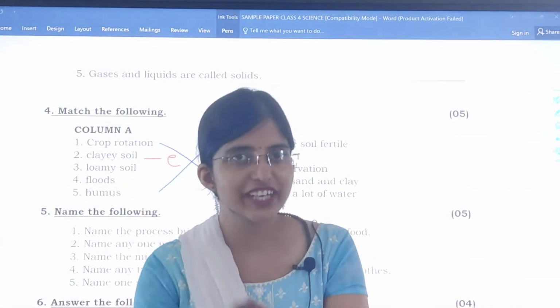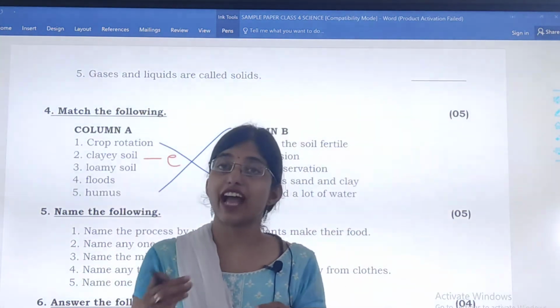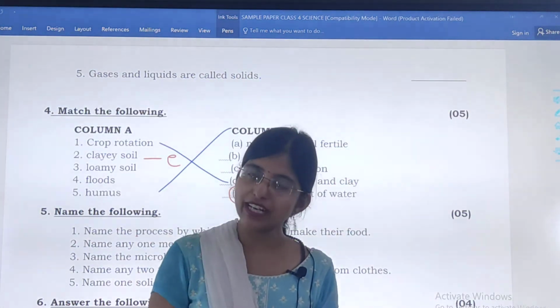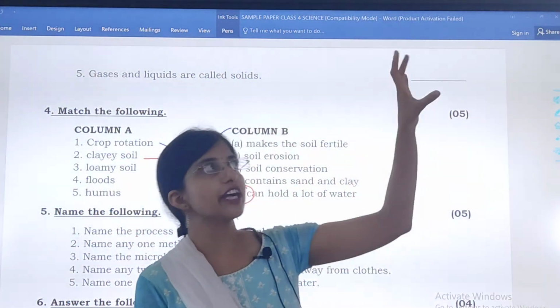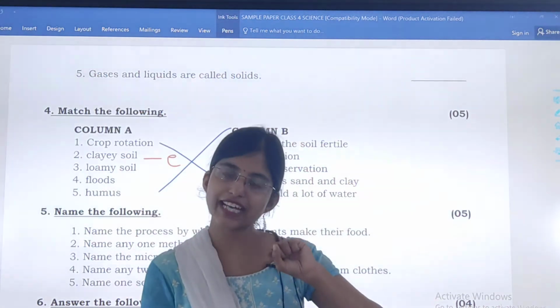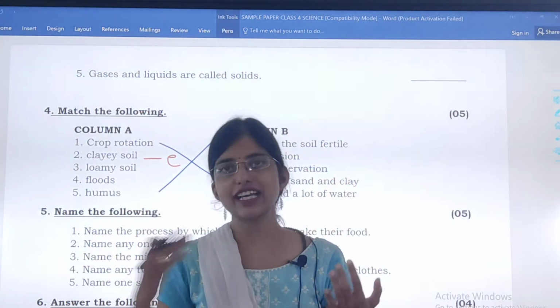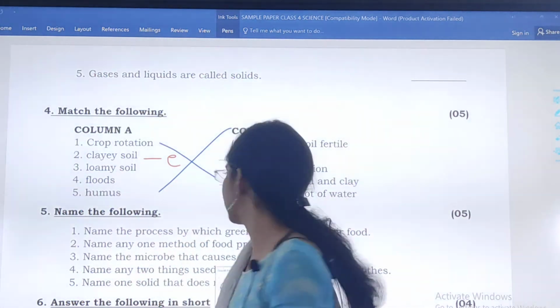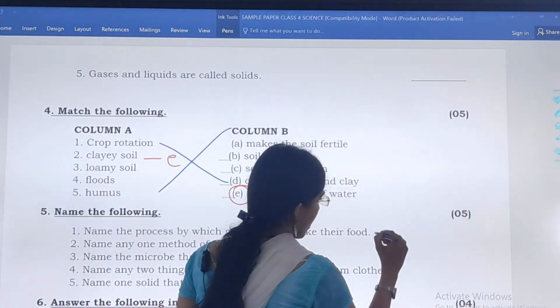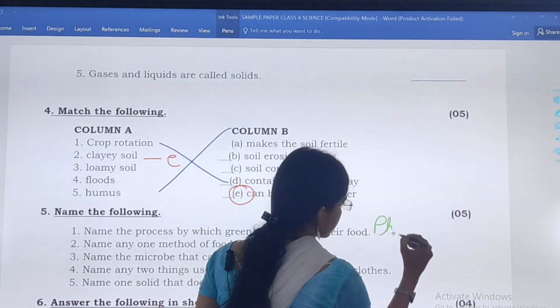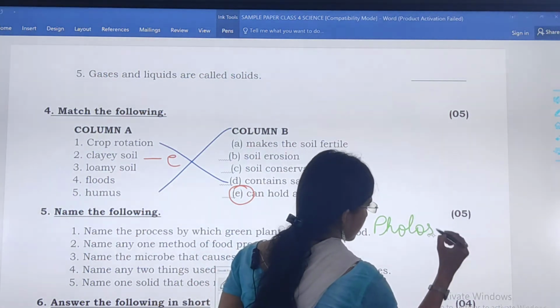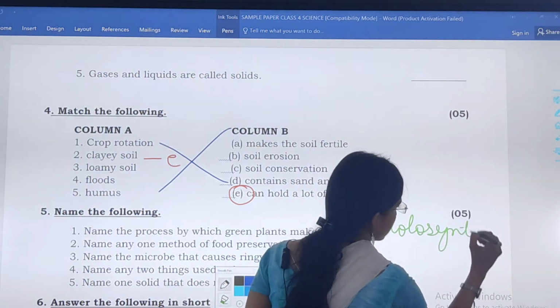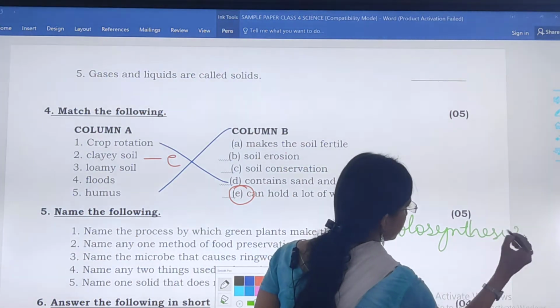And why they are green in color? Because they are having a pigment chlorophyll, and because of the chlorophyll they are able to trap sunlight, and because of that sunlight and water they are able to perform photosynthesis. So here the answer is photosynthesis.